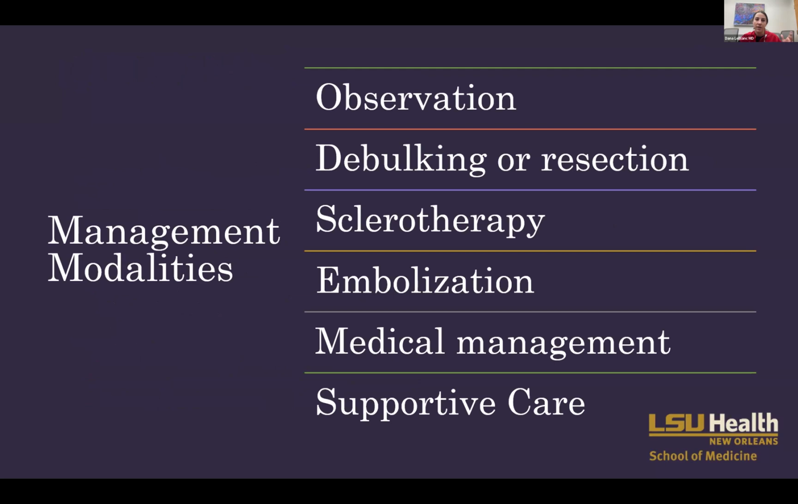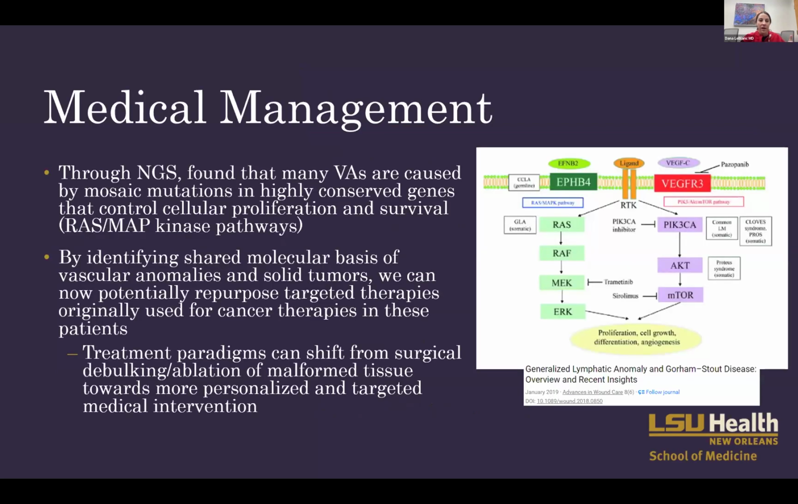Of course, the multimodal management of these patients is so important to all of our vascular anomalies patients. So options include observation, debulking or resection, which this patient had, sclerotherapy, which this patient had. Some patients with arteriovenous malformations benefit from embolization. And of course, medical management and supportive care is also really important for most of these patients. Again, in the beginning, I don't think the team had really pursued a lot of genetic testing for her because it wasn't something that had been emphasized. A lot of the management was more surgical or interventional early on.